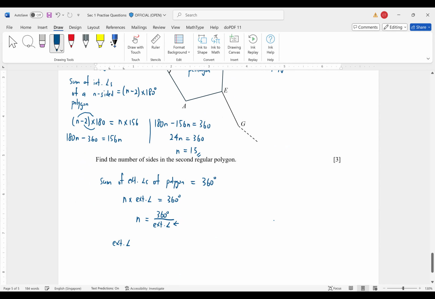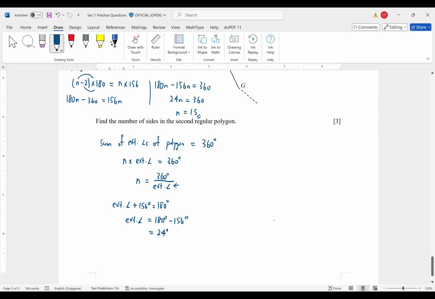In other words, the exterior angle plus the interior angle of 156 equals 180. So I can find the exterior angle very easily by taking 180 minus 156. So that will give me 24. Then now I can use this to find n. So n will be 360 divided by the exterior angle, which is 24, and we will get the same answer of 15.